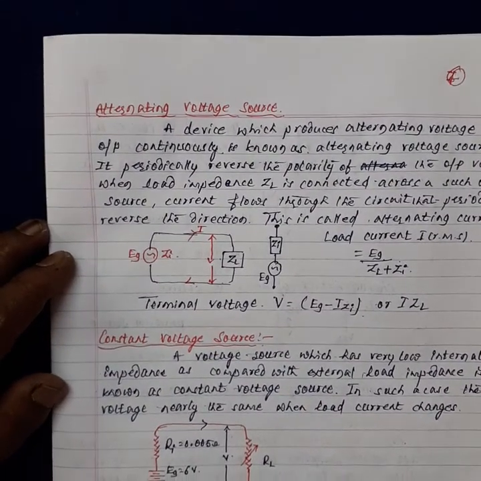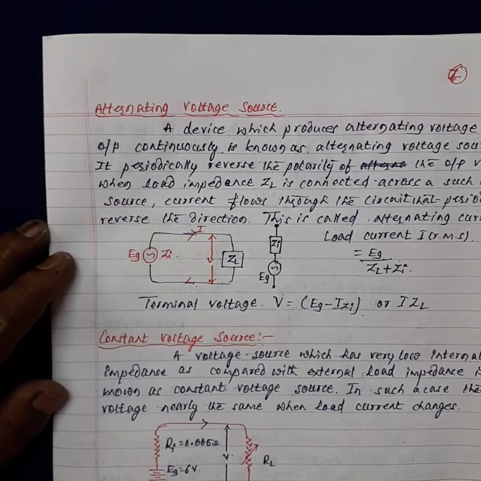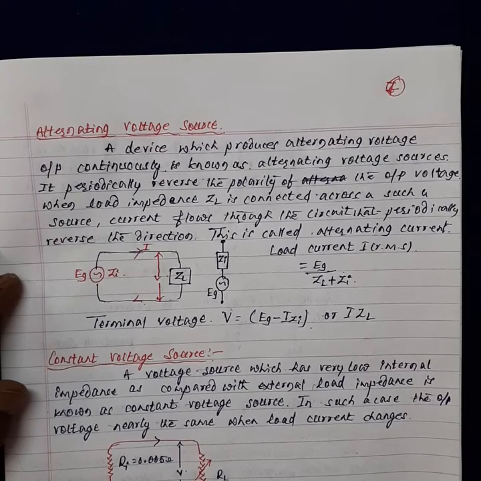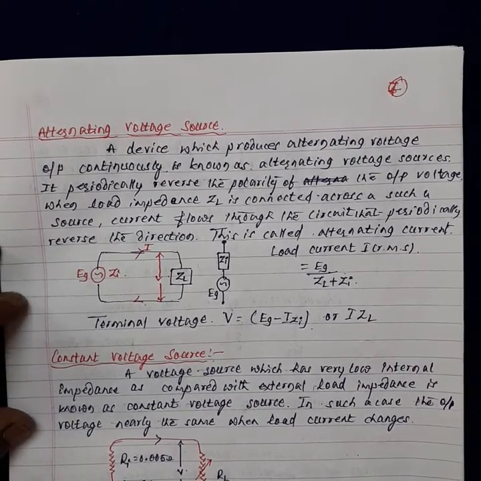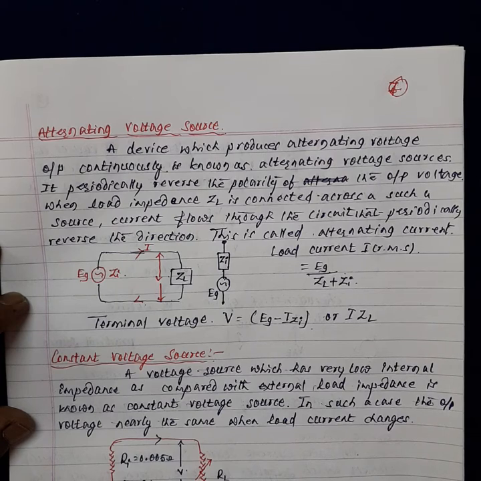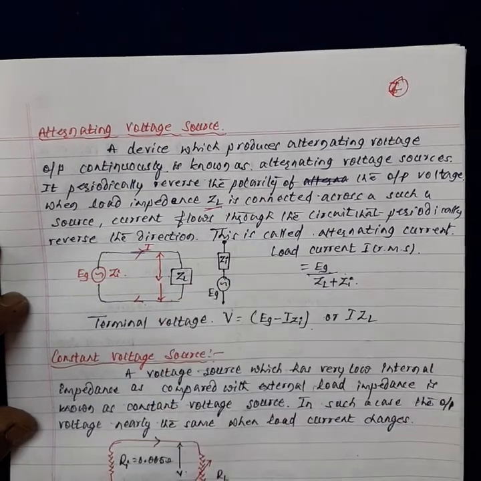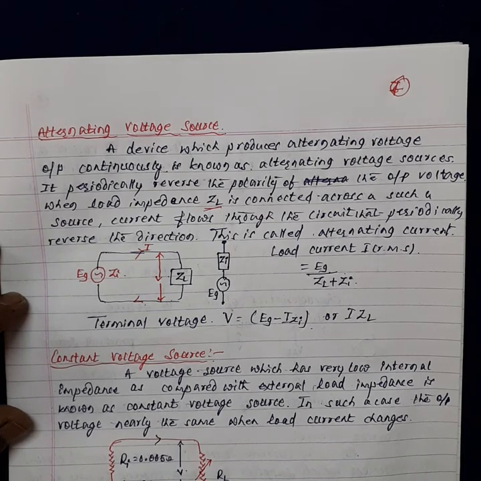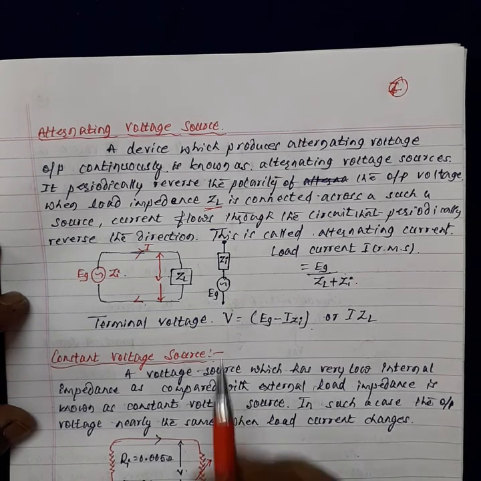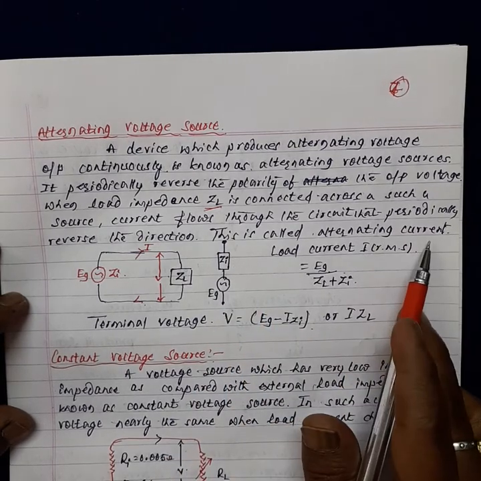Now go for alternating voltage source. A device which produces alternating voltage output continuously is known as alternating voltage source. It periodically reverses the polarity of the output voltage when load impedance, say Z of L, is connected across such sources. Current flows through the circuit that periodically reverses the direction. This is called the alternating current.